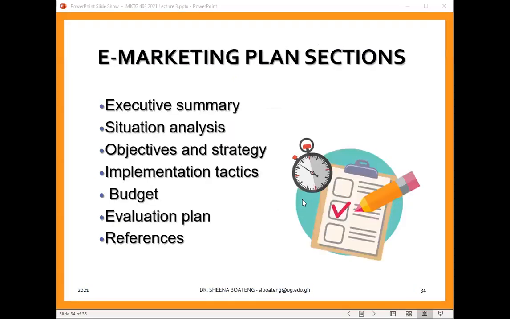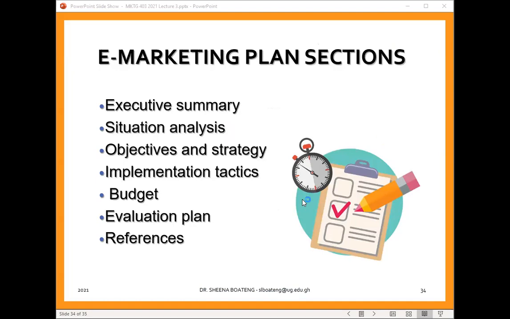Okay. So that being said, what are the sections of the e-marketing plan? The e-marketing plan as a document starts with an executive summary. And the executive summary is basically the entire document summarized into a one-page write-up, telling us generally what is covered in the entire document, touching briefly on all the important sections within the e-marketing plan document itself.